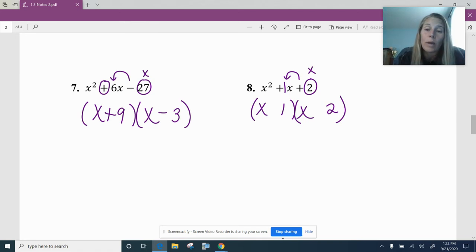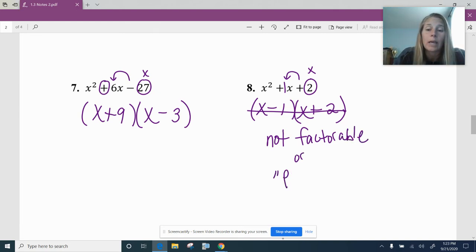Some people might be like, well, why don't we just make the 2 positive and the 1 negative? But the problem with that is then you would end up with a negative 2 when you multiply those. So nothing here is going to work. So we would say that this problem is not factorable, or that is sometimes known as being a prime. So when something is not factorable, it is called a prime.